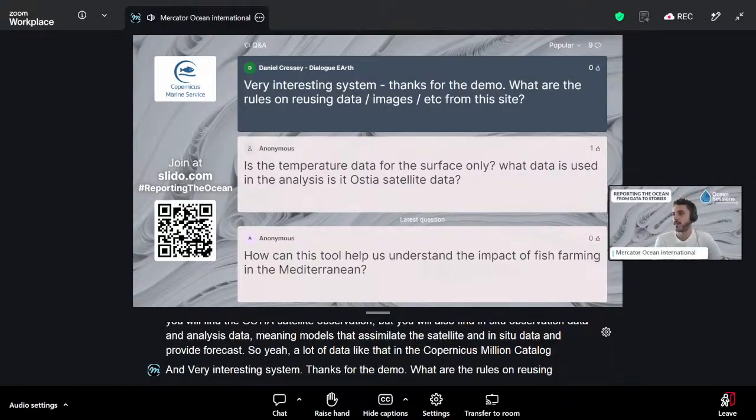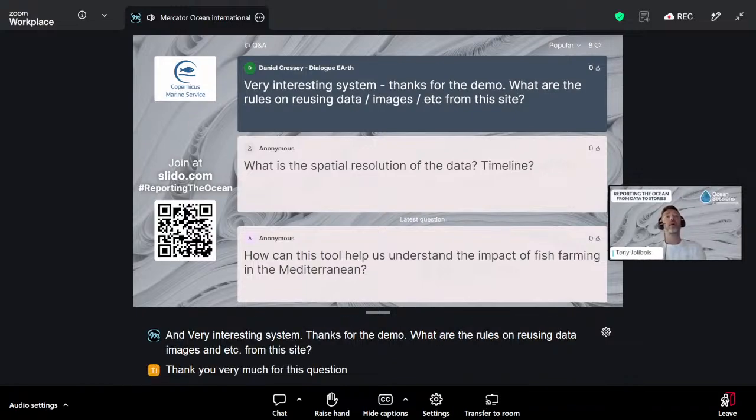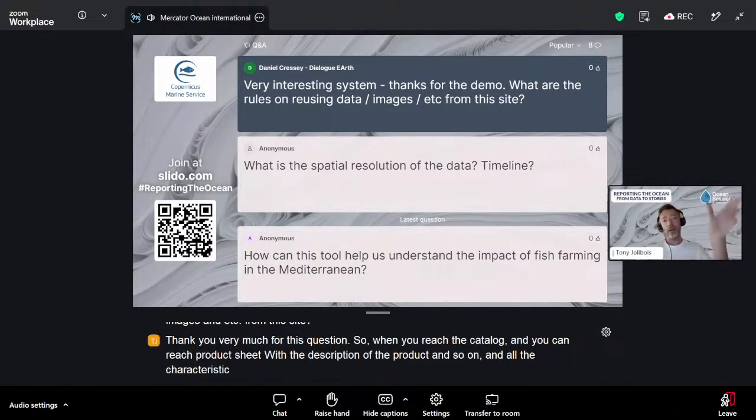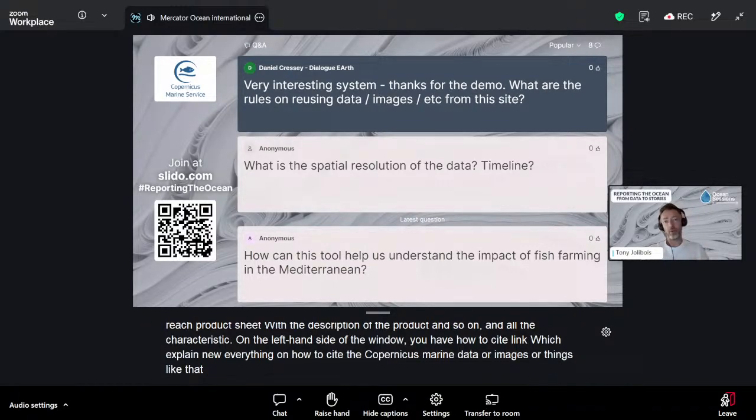What are the rules on reusing data, images, etc. from this site? Thank you very much for this question. When you reach the catalog, you can reach the product sheet with the description of the product and all the characteristics. On the left side of the window, you have a how-to-cite link, which explains everything on how to cite the Copernicus Marine data or images. So you will find it.